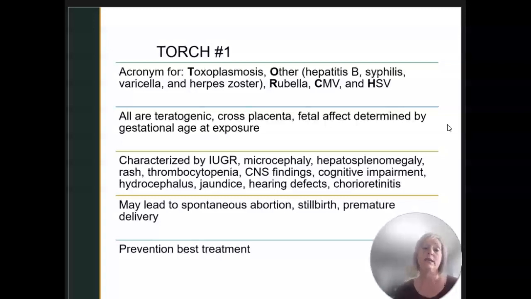So the best thing that we can do for these babies is to prevent these moms from getting this, which in turn means moms are going to have to do the prenatal care. They're going to have to take care of themselves. Many times if they get it early in their pregnancy, sometimes they will have a spontaneous abortion because the baby is not viable. Sometimes these babies will be stillborn, and sometimes they'll be premature. So there's a lot of things that can happen.